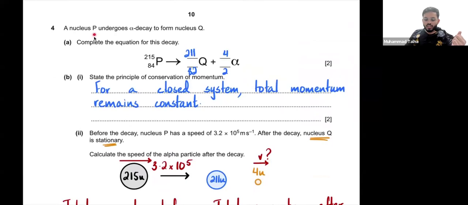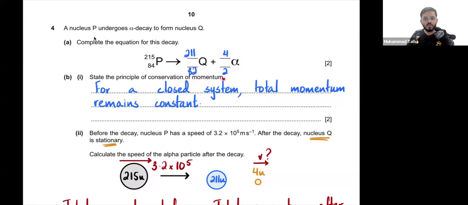Question number 4, a nucleus P undergoes alpha decay to form Q. Complete the equation for this decay. So you use the conservation of nucleon number, conservation of proton numbers. Alpha, you know, is 4, 2. And after you have this, you can see that this should be 4 less, which makes it 211. This should be 2 less, which makes it 82.